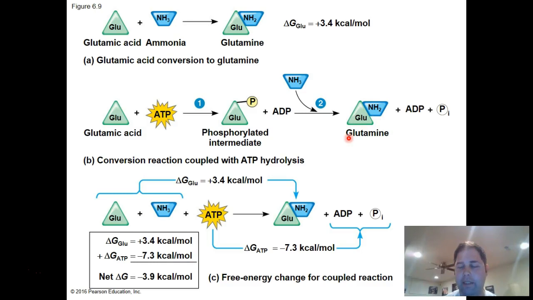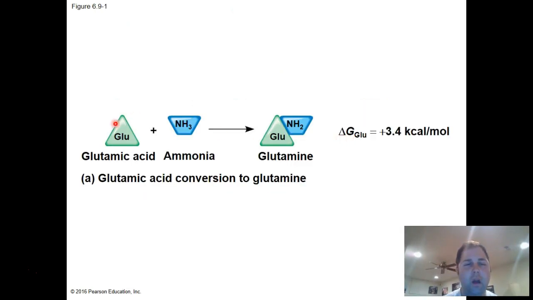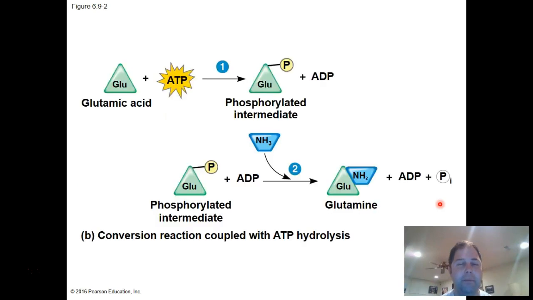All right, and why is this an important series of steps? Well, if we look at glutamic acid plus ammonia to give us glutamine, the delta G of this reaction is plus 3.4 kilocalories per mole. This is most definitely an endergonic reaction. It is not going to be spontaneous. Just because it's not spontaneous doesn't mean the cell can't make it happen.